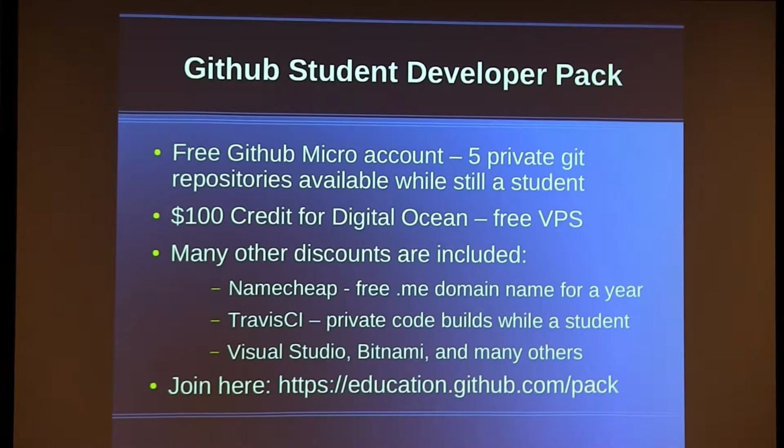But as a student, if you don't have clearance from your professors, you'll want to make use of the free micro account that's available. You just have to use your student account and submit a picture of your ID card. And then you can have private repositories on GitHub too, and keep your homework protected from getting in any trouble for cheating unintentionally. But also with the developer pack, you get a bunch of other free stuff. DigitalOcean provides virtual private servers, and you get $100 credit. And you can get a free .me domain from Namecheap, continuous integration builds for your private code, Visual Studio, and a bunch of other stuff.